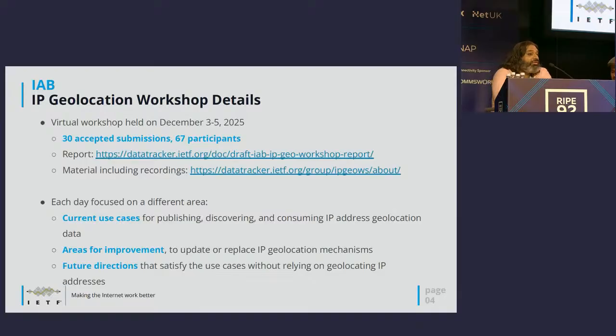The way we ran the workshop was the first day we focused on what is the current use case, try to figure out how people are actually publishing the information, how they are discovering it, how they are consuming it. Are there any ideas for improvement? What would people like to see changed? And what is the future direction? Where is this going? And with that, let me pass it on to Warren.